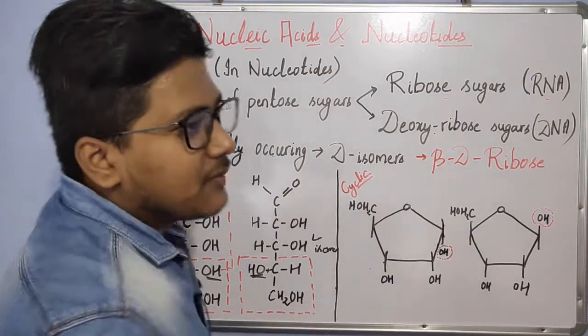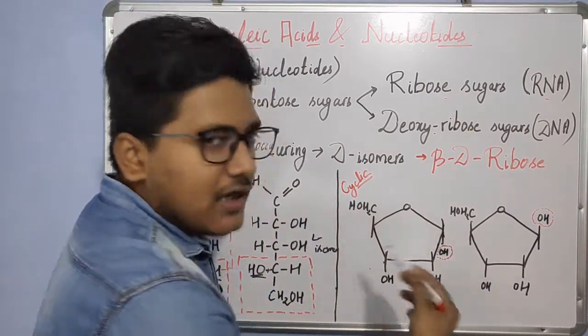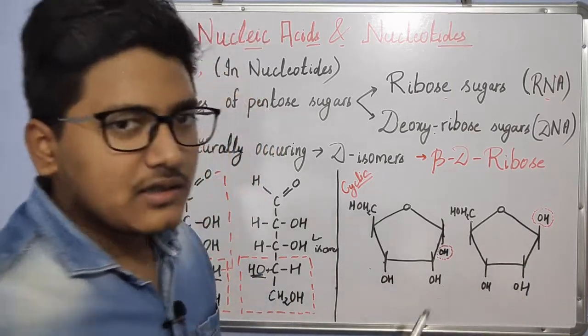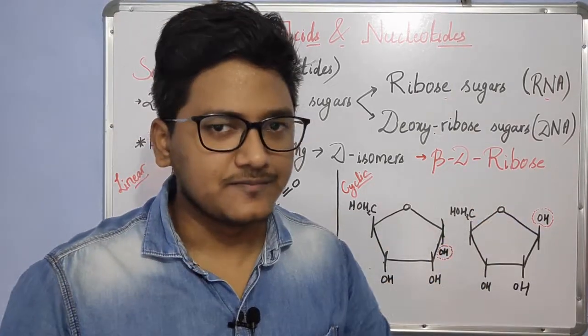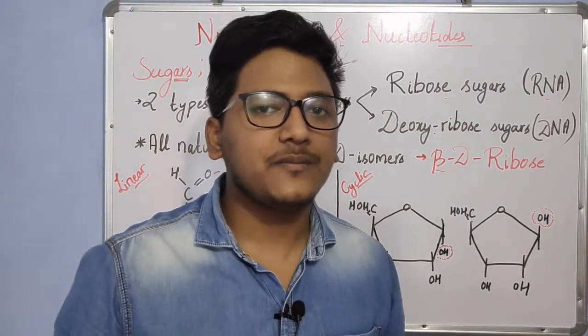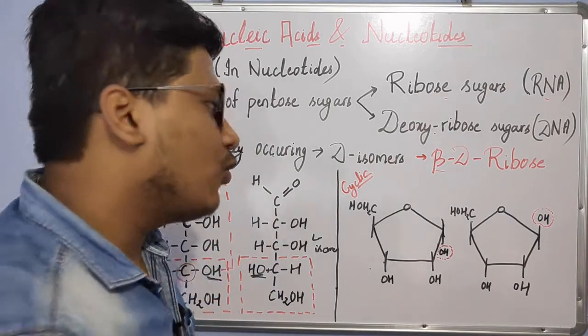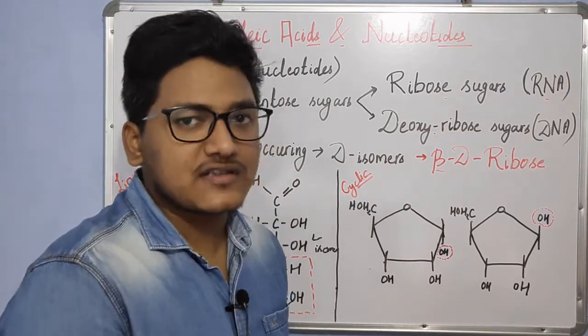Now since the D form is preferred in case of the ribose, I have demonstrated the D cyclic form of the ribose sugar here. Now this beta, so the alpha beta nomenclature basically depends on how the OH group is actually present around the first carbon.